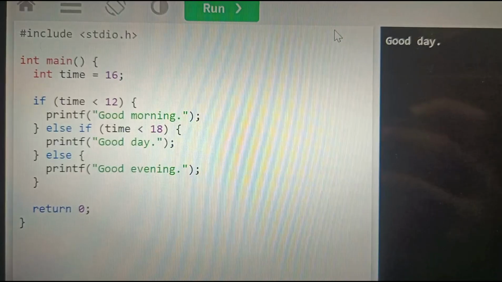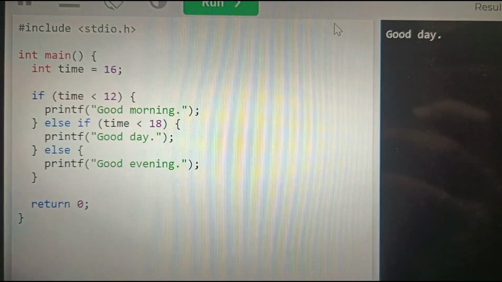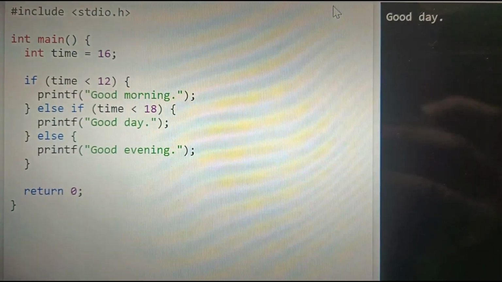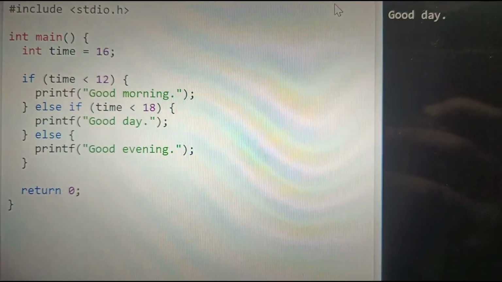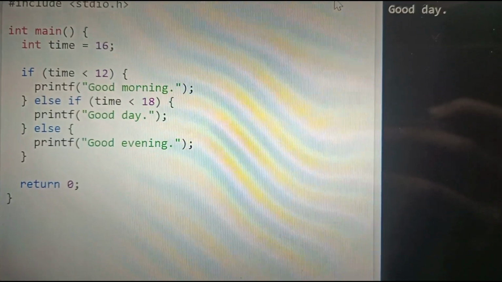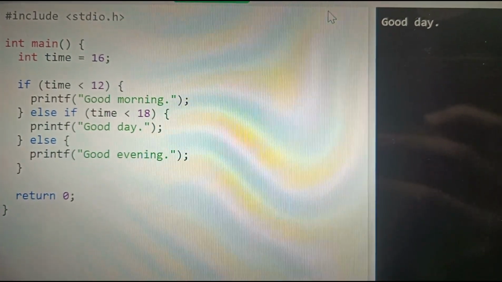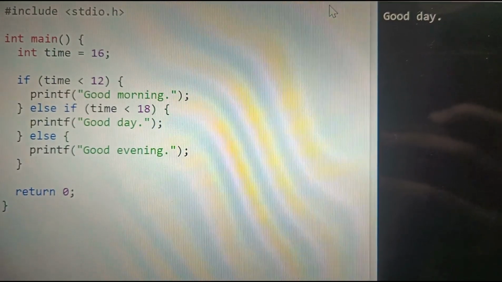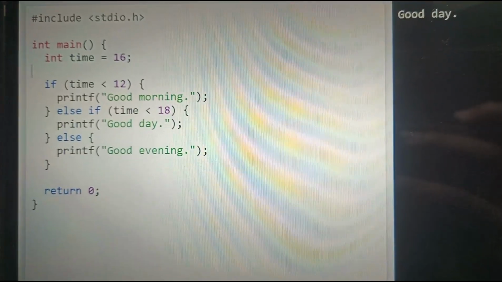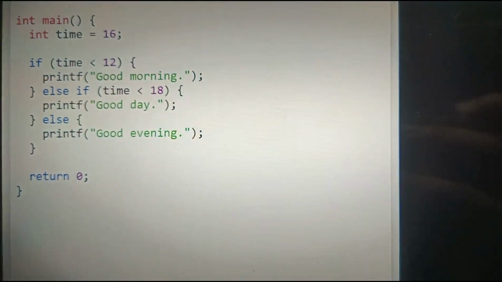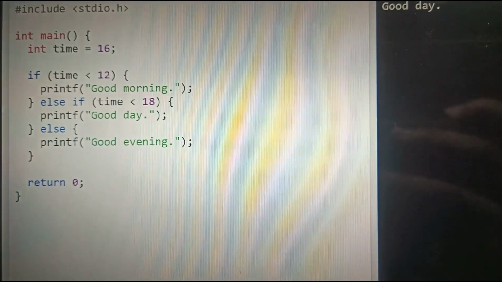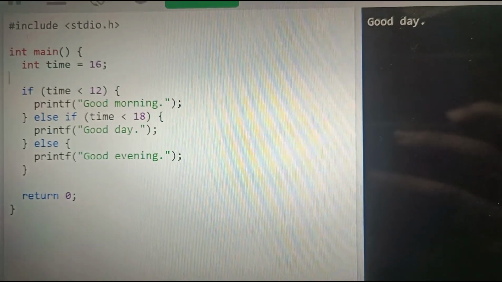See, this is an example of that else if. We have used include stdio.h, int main, and declared int time is equal to 16. If 16 is lesser than 12, write good morning. If 16 is lesser than 18, you have to write good day. Or else, if both conditions are wrong, you have to write good evening. So here 16 is lesser than 18, right? The else if condition is true. So the output will be good day.